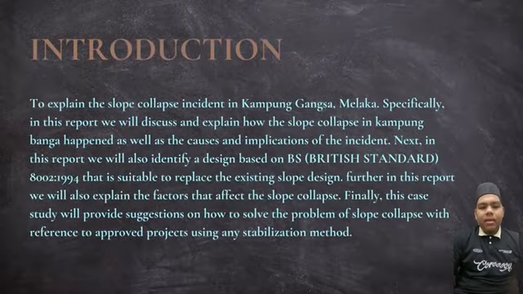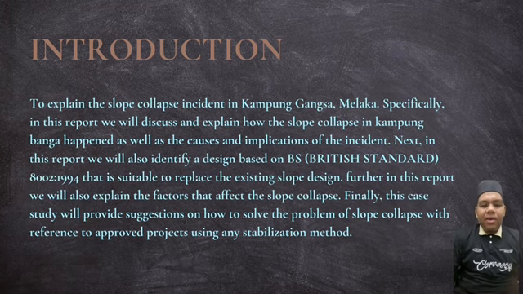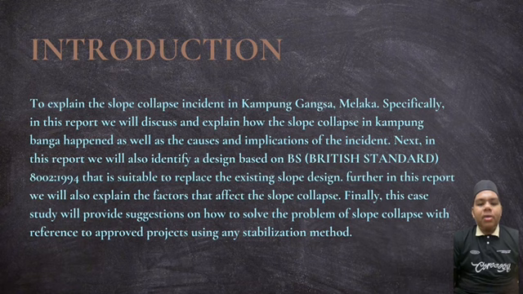The introduction in this study is to explain the occurrence of slope collapse in Kampung Gansa, Melaka. Specifically in this presentation, we will discuss and explain how the slope collapse in Kampung Gansa happened, as well as the causes and implications of the incident. Next, we will also identify a design based on British Standard 8004:1994 that is suitable to replace the existing slope design.